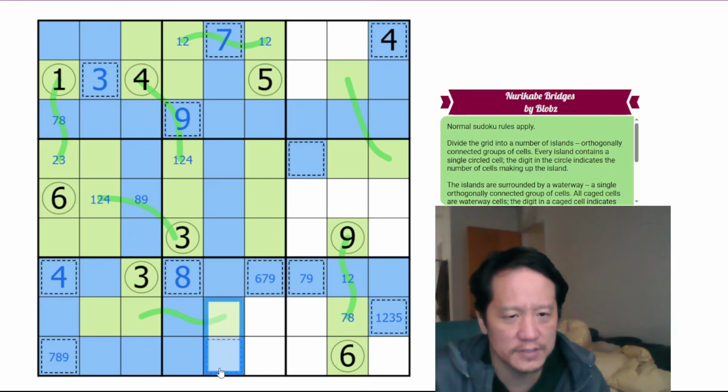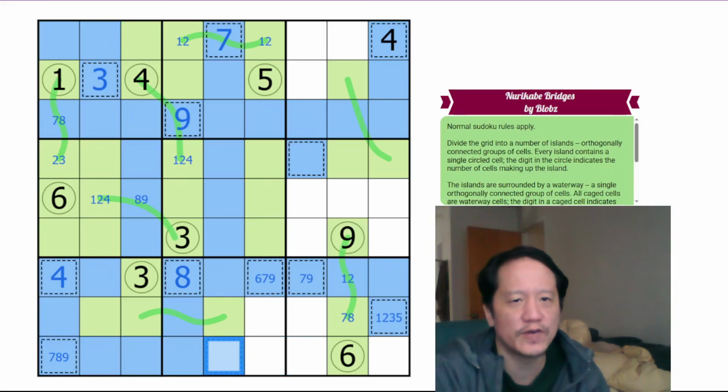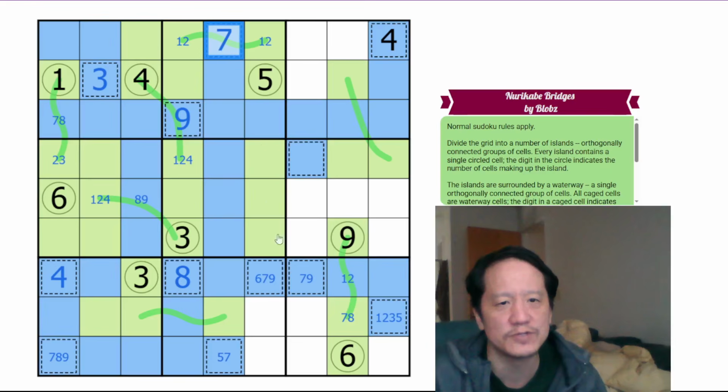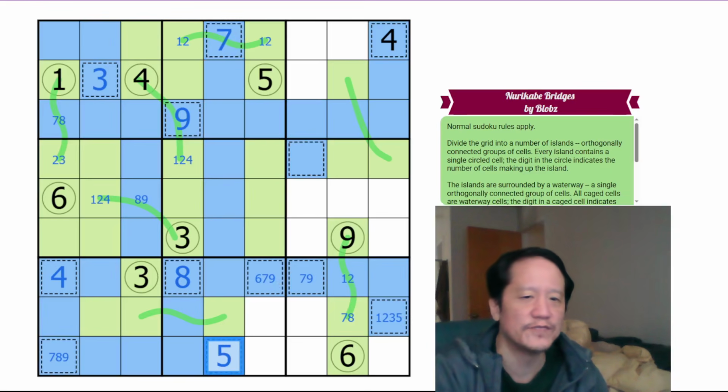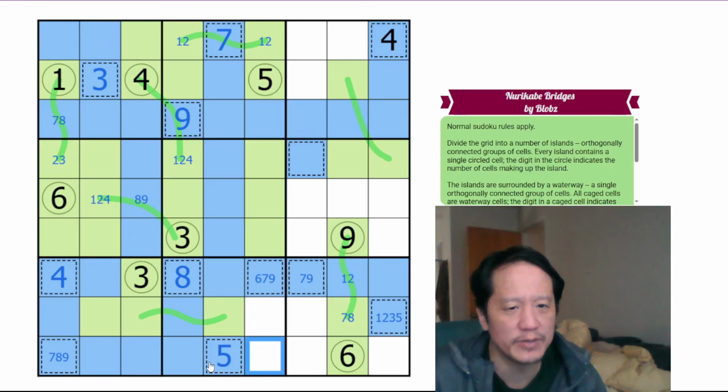This doesn't see any cells there. It sees at least 5 there. It could be up to 7. So this is 5 or 7. Cannot be 7 because of 7 in the column. So this sees 5, which means this cannot be waterway here, so it has to be island. It must orthogonally connect to the island.